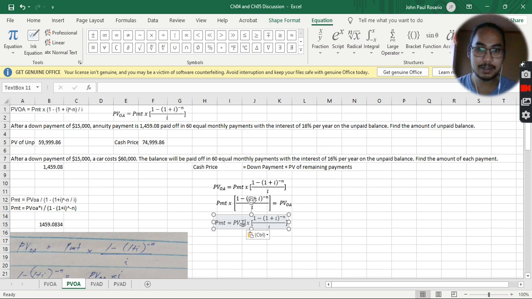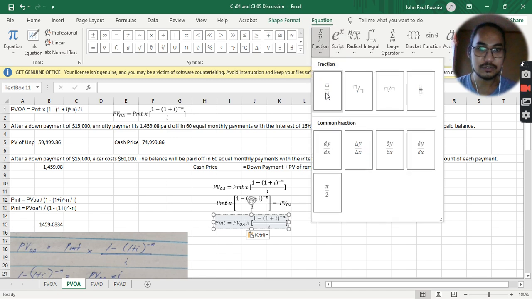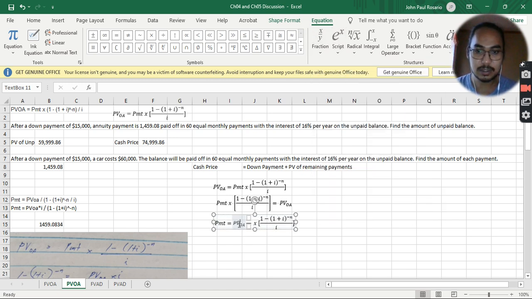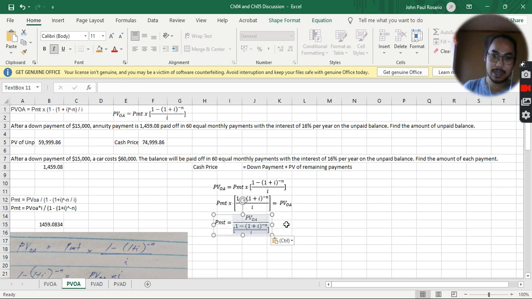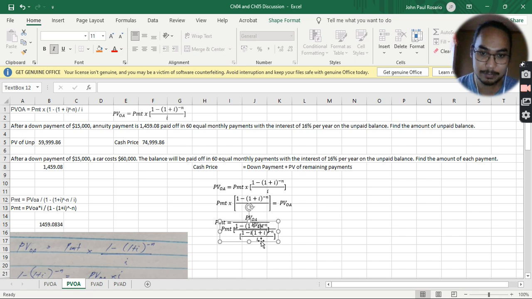PVOA, and it should be a fraction. Okay. So that your formula now would be payment is equal to PVOA over 1 minus 1 plus I raised to the power of negative n over I, or you can also write it this way.